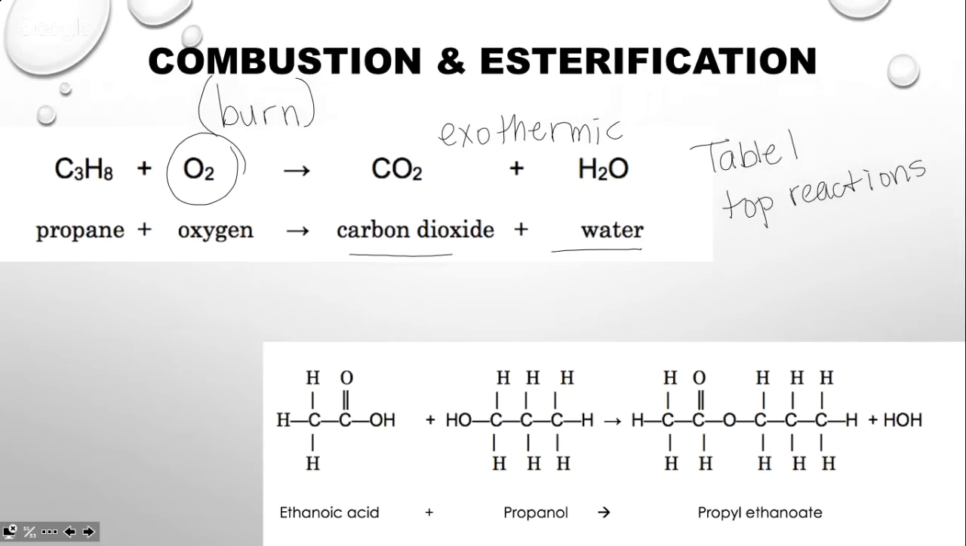We use propane in our many barbecue grills. We combust it or burn it to give the heat to cook our food. Methane is used in natural gas in your house. If you have natural gas, we burn it in your heating system to give off the heat to heat your house. Exothermic gives off heat.